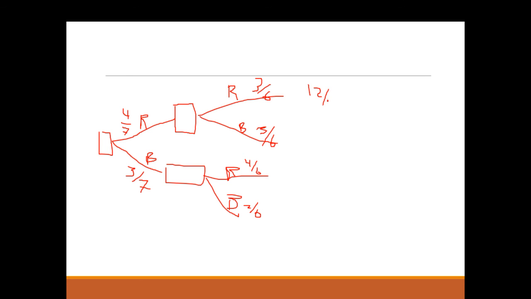We get 12 out of 42, which is what we calculated before. We also get 12 out of 42. Strangely enough, we get 12 out of 42. And then we get 6 out of 42. And if we add those up, they add up to 1. They add up to 42 over 42.